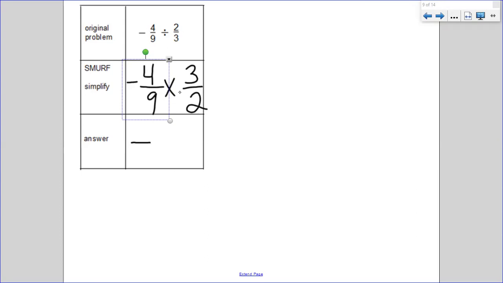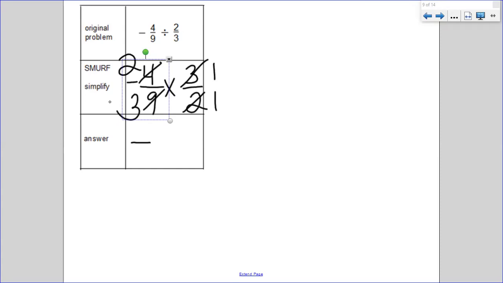4 and 2. The greatest common factor of 4 and 2 is 2, so I can cross these out. And 2 goes into both of those. 2 divided by 2 is 1. 4 divided by 2 is 2. Then 9 and 3 can also be reduced because 3 is the greatest common factor there. So 3 goes into 3 once, 3 goes into 9 3 times.